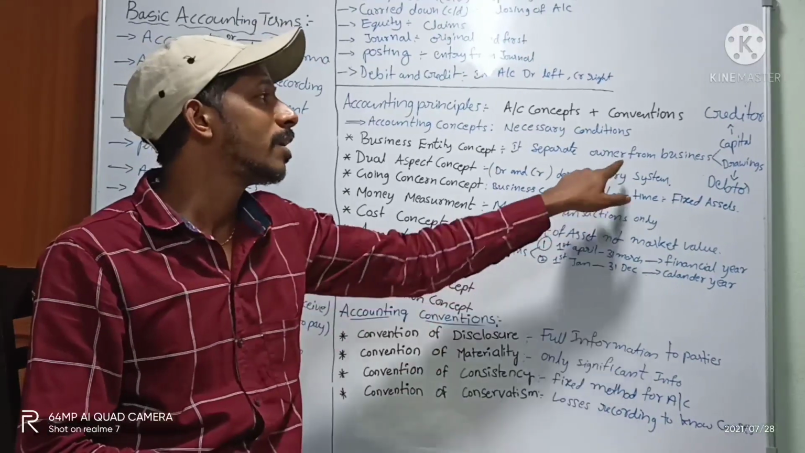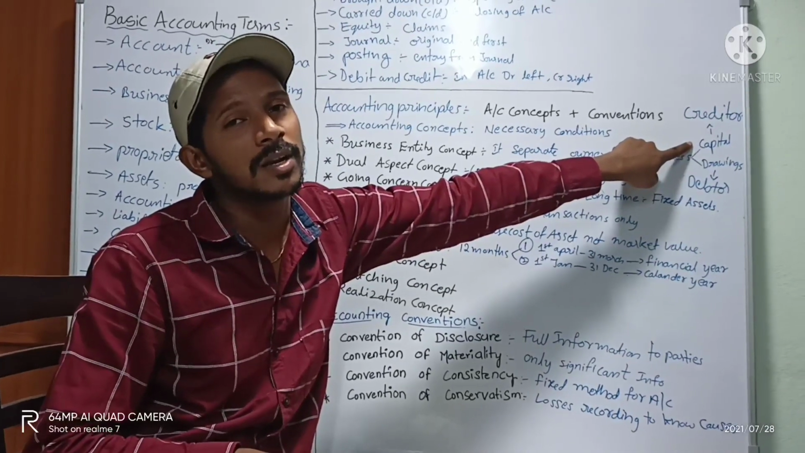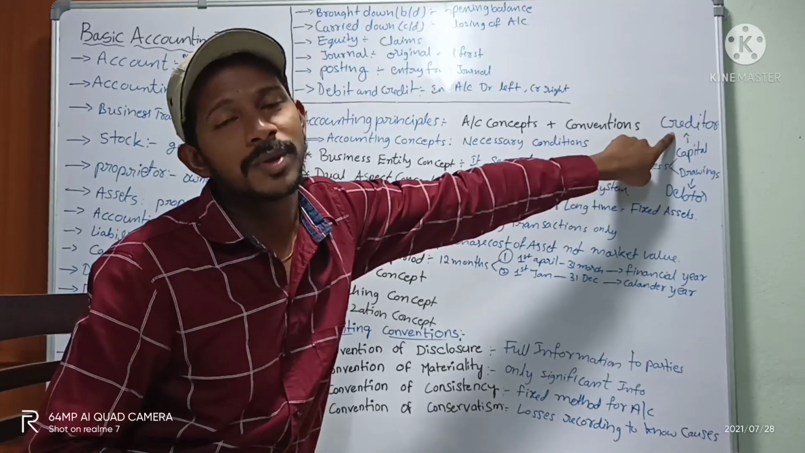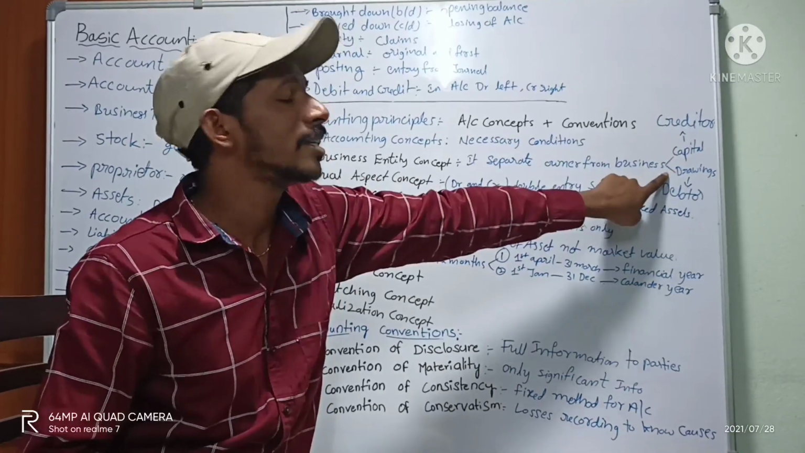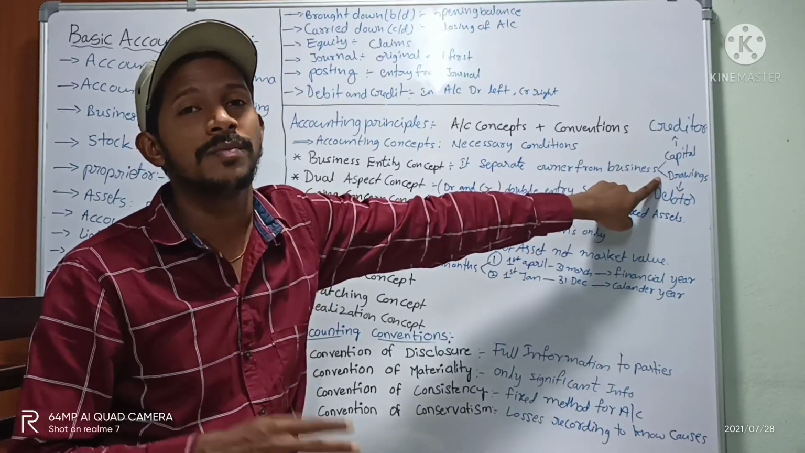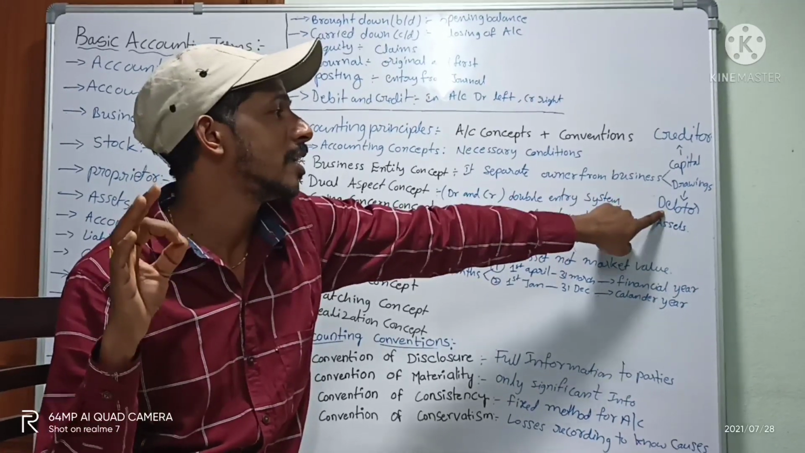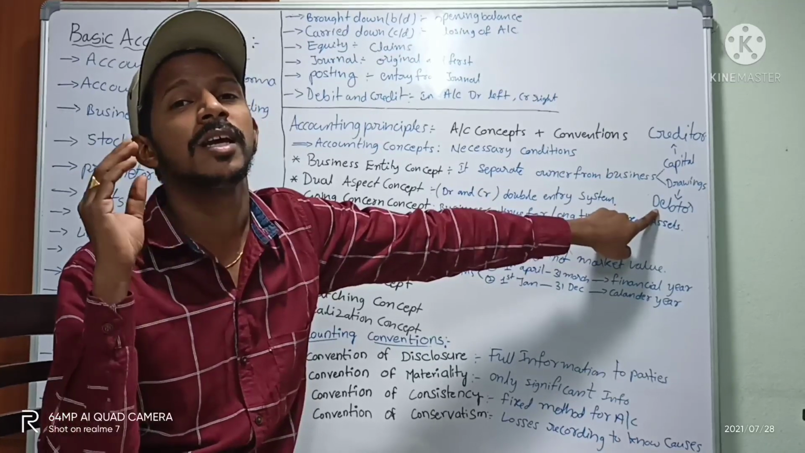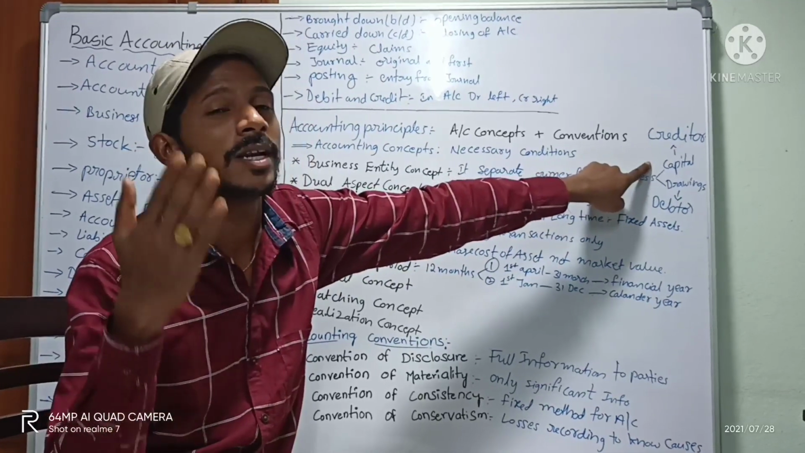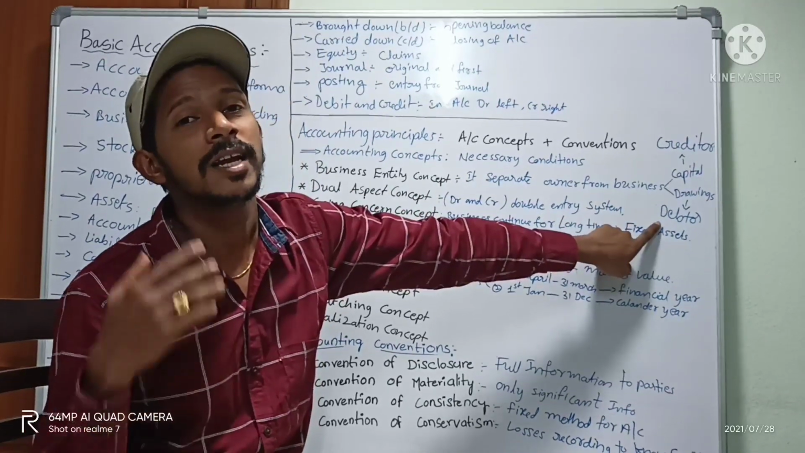So when the owner is investing his capital in the business, when he is contributing the capital, he is a creditor. Owner becomes a creditor. When he is taking drawings for personal use, when he takes money from the business for personal use, we are calling it drawings. In that case, he is a debtor. So two situations are there. In the capital case, the owner is a creditor. In the drawings case, the owner is a debtor.